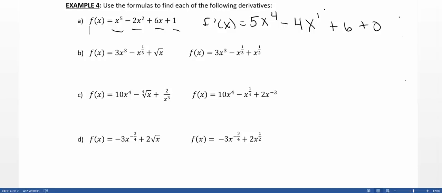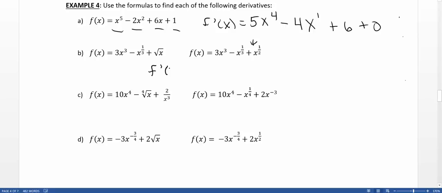Now for part B, we have the function 3x cubed minus x to the 1/3 plus the square root of x. But again, that square root of x we can't work with until we rewrite it. So the first step is just to rewrite that last part of the function, which gives us f of x equals 3x cubed minus x to the 1/3 plus x to the 1/2. This rewrite is what allows us to take the derivative here.